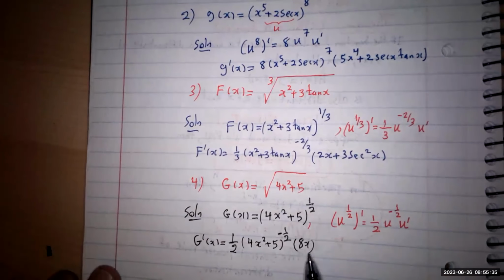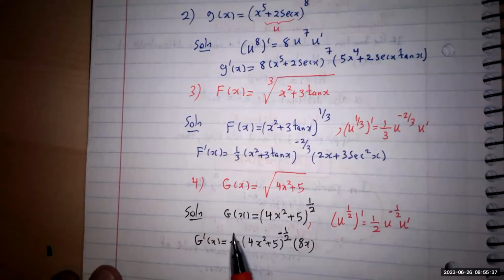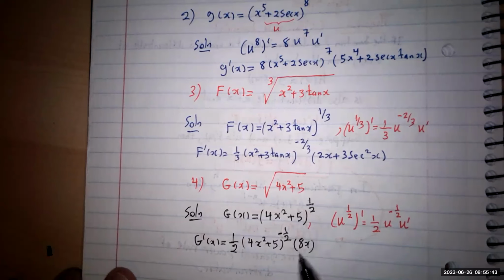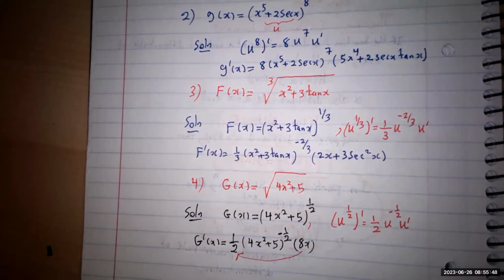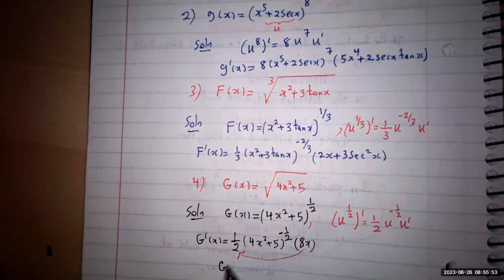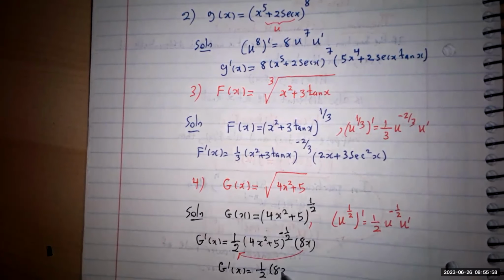You're not done because there's a monomial all over the place, as you see. You have the 1/2 as a monomial here and an 8x here, so you have to bring these together. You have to simplify it. So the final answer would be this one. You can do it right away or just explain it. g prime of x equals 1/2 times 8x times 4x squared plus 5, everything to the negative half. Now that gives you the chance to simplify the 2 and the 4.